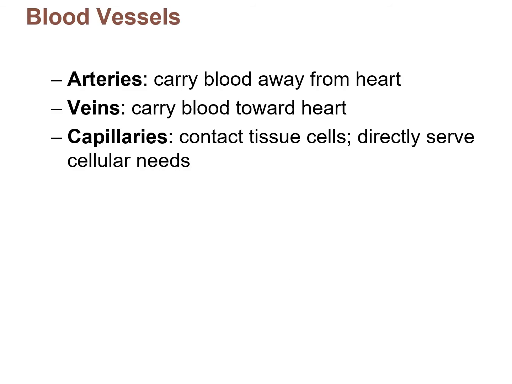Hello everyone. Today we're going to talk about the different types of blood vessels. Arteries are vessels that carry the blood away from the heart. Veins are blood vessels that carry the blood towards the heart.